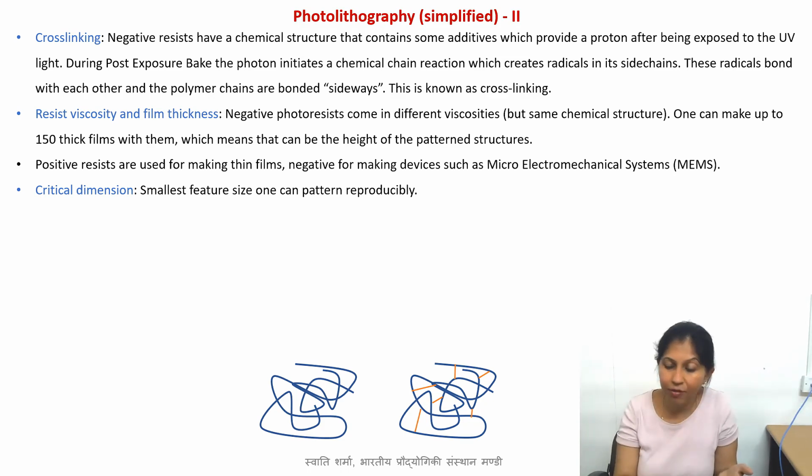And remember that it needs to be done reproducibly, because sometimes you may end up getting a very small structure, but you may not be able to reproduce it. In that case, you will not call it a critical dimension.